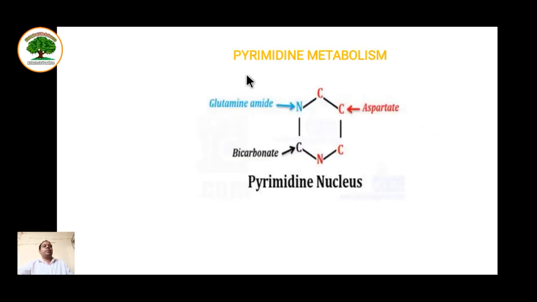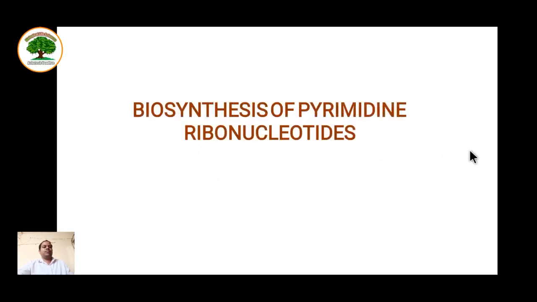Now let's see the pyrimidine metabolism. You can see here the pyrimidine nucleus. There are 6 atoms present in the pyrimidine ring. You can see this nitrogen is given by glutamine and these 4 components are given by the amino acid aspartate, and this carbon atom is given by bicarbonate. Okay, so let's see how pyrimidine is synthesized.